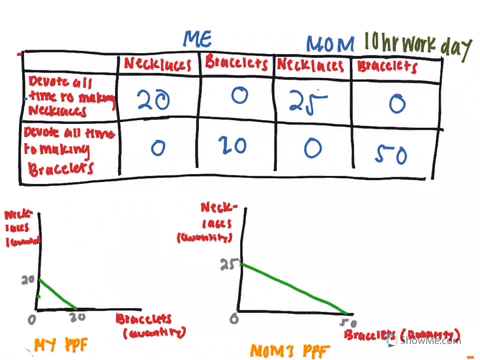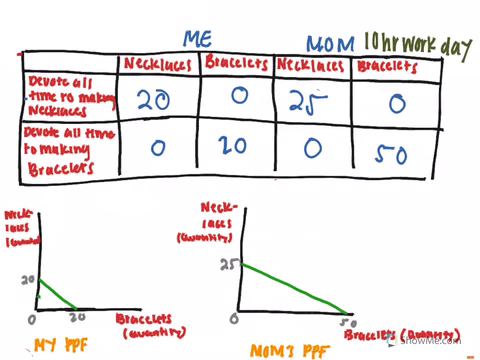So then if we go over here to the right hand side, basically we do the same thing again for my mother. So if my mother dedicates all of her time to making necklaces and none of her time to making bracelets, it's going to be 25. And if she dedicates all of her time to making bracelets and none of her time to making necklaces, she's going to make 50 bracelets. And this right here are the production possibilities frontier for both myself and my mother.